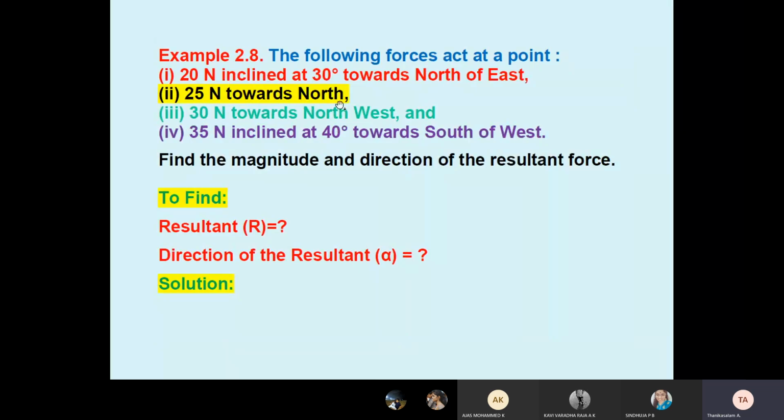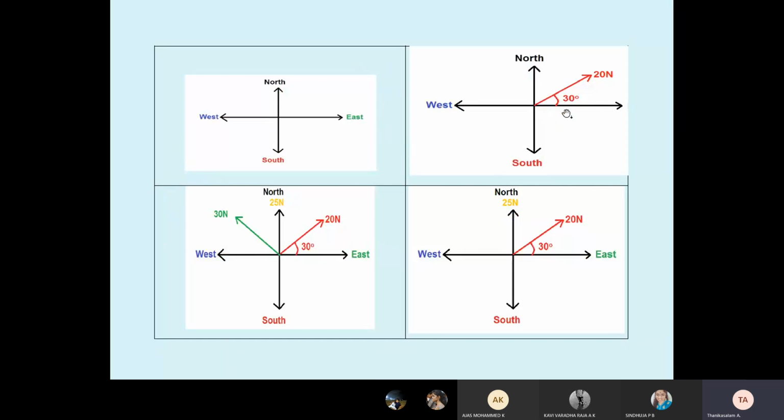Now read the first point. See, 20 Newton inclined at 30 degree towards north. Understand? Towards north. 20 Newton inclined 30 degree towards north. Now come to the diagram. First, the second diagram. 20 Newton towards north. That's why I marked 30 Newton in the first quadrant.